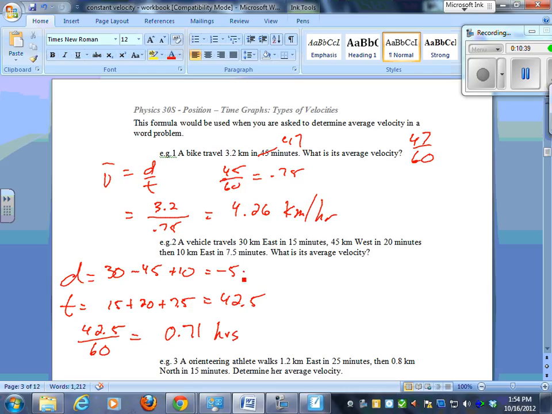V bar is d over t. Displacement of minus 5, time 0.71. And I get an average velocity of minus 7.06, something like that, kilometers per hour. That's how you do it properly. You have to find the total displacement, you have to find the total time, and then divide them.